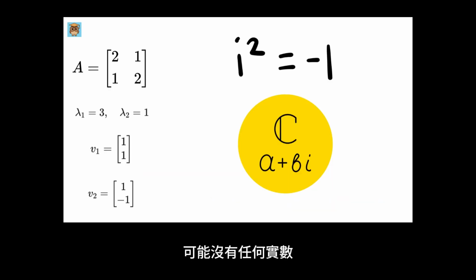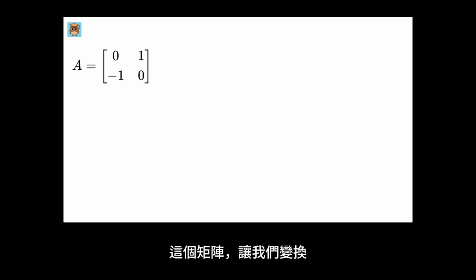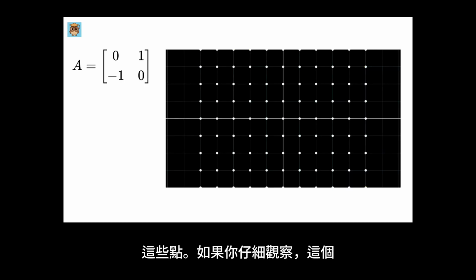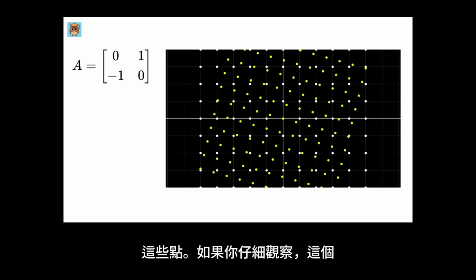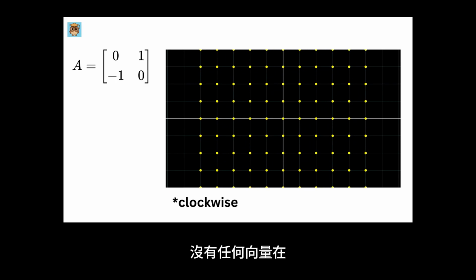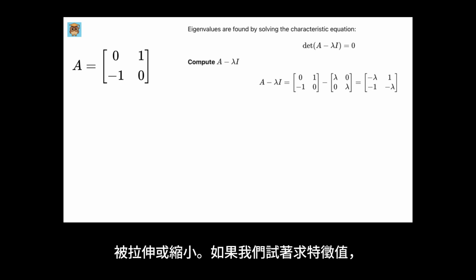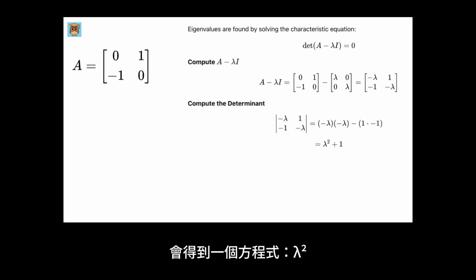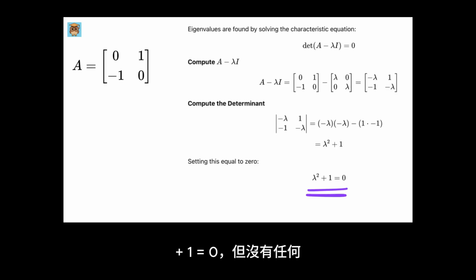But sometimes it can happen that no real number satisfies the eigenvalue equation. What does that mean? Imagine this matrix and let us transform all of these points. If you observe clearly, this matrix rotates every vector by 90 degrees counterclockwise. Nothing is stretching or shrinking along any fixed direction. If we try to find eigenvalues, we end up with an equation that says x times x plus 1 is equal to 0.